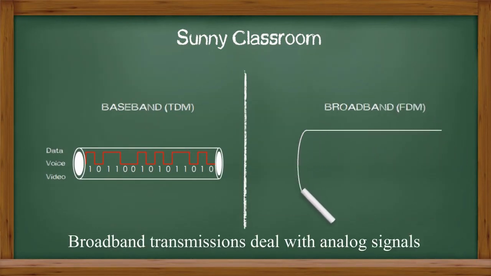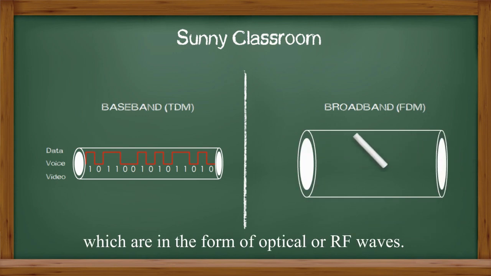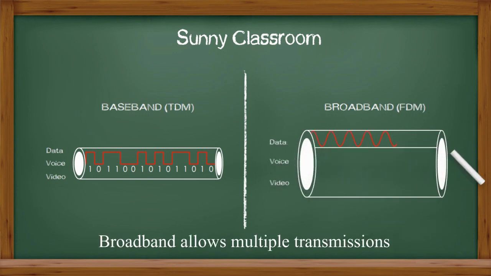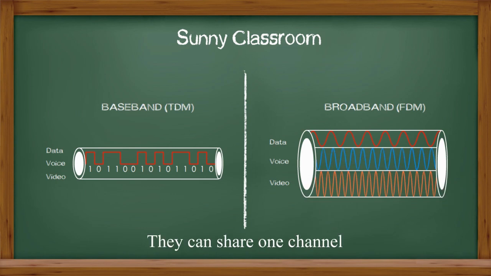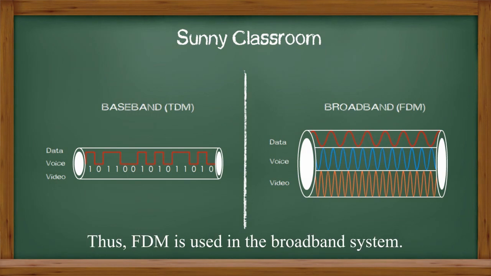Broadband transmissions deal with analog signals, which are in the form of optical or radio frequency waves. Broadband allows multiple transmissions at the same time. They can share one channel by using different frequency ranges. Thus, FDM is used in the broadband system.